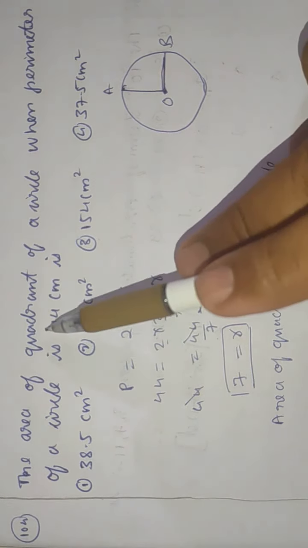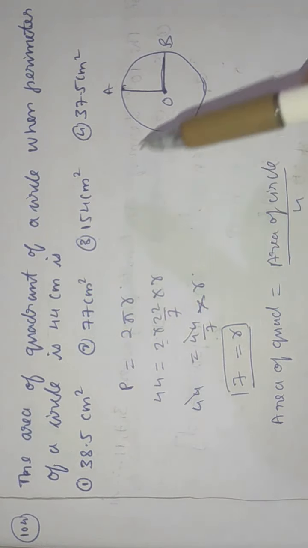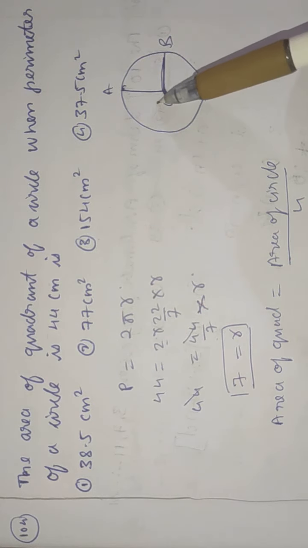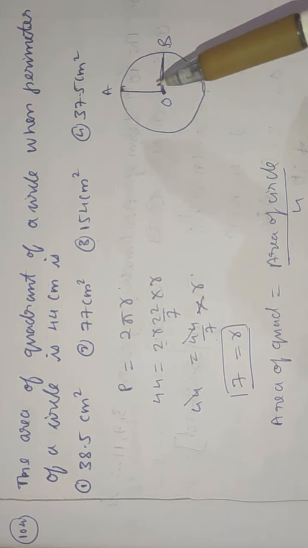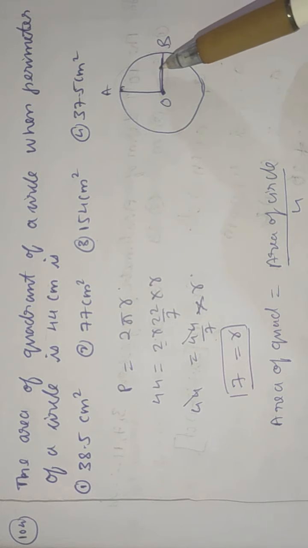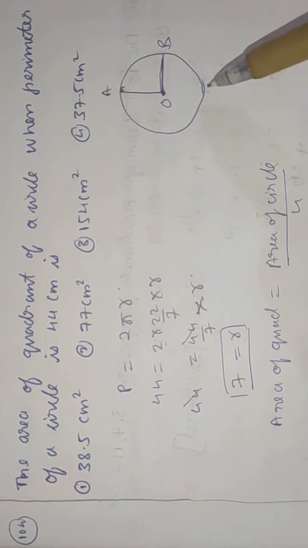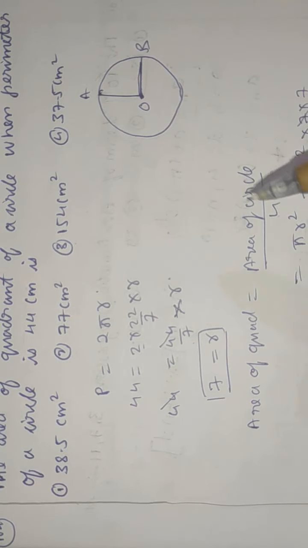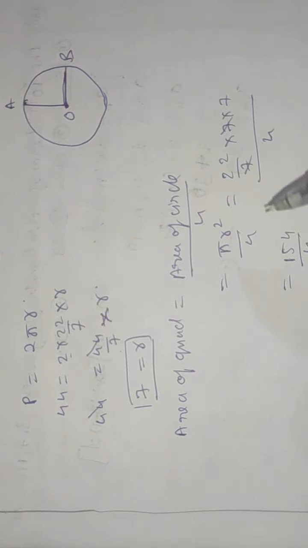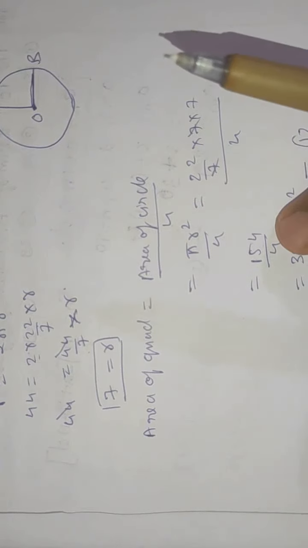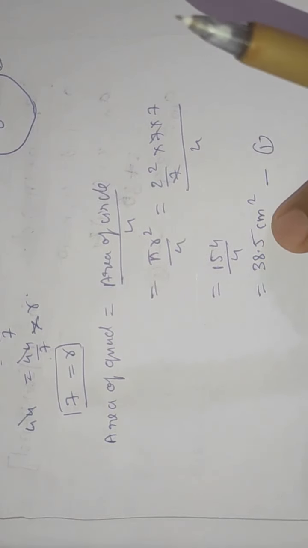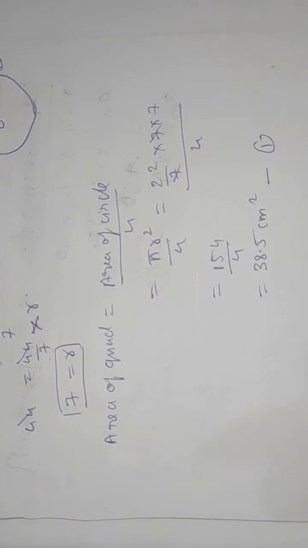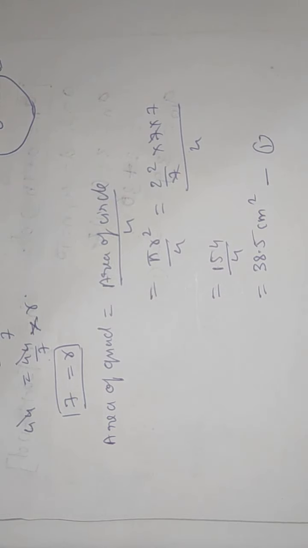We require the area of the quadrant. We know the area of the quadrant is 1/4 of the area of the circle. So we need to calculate the area of the circle and divide it by 4. So the area of the circle will be equal to 154, and divided by 4 we get 38.5. So option 1 gives us the right option.